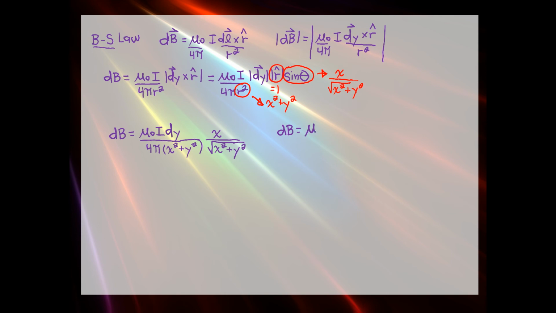So I'm going to write down mu naught I x dy divided by 4 pi. And then I'd have x squared plus y squared to the power of 3 over 2. Okay, so again, just double check that is correct. Mu naught I x dy over 4 pi x squared plus y squared to the 3 halves. Okay, now we're ready to do this integral.